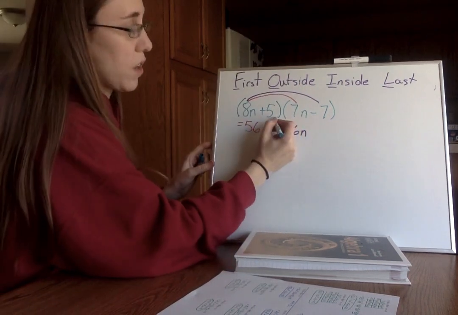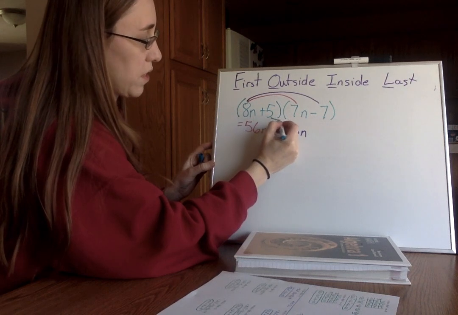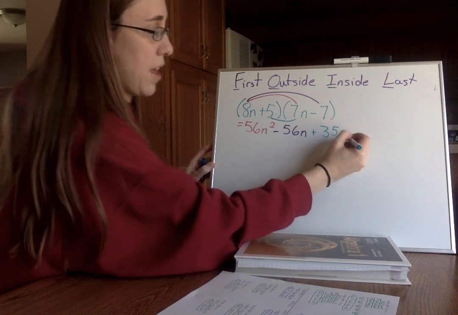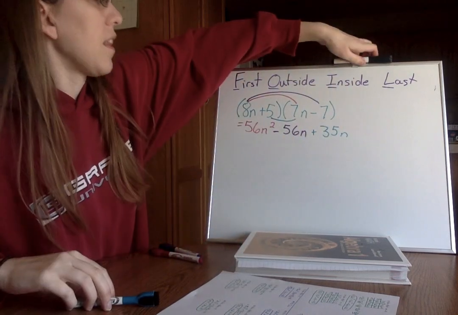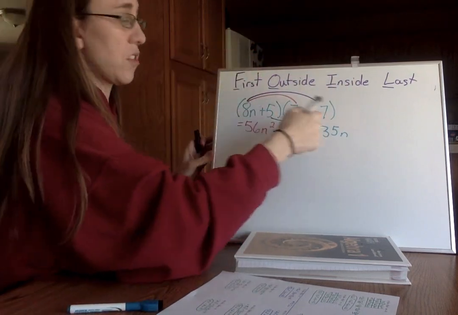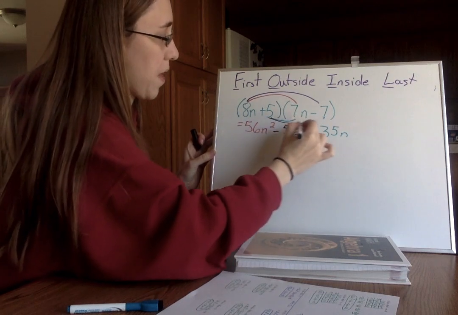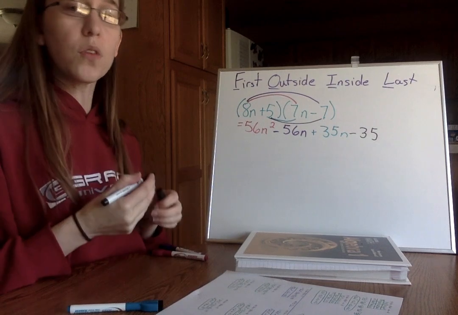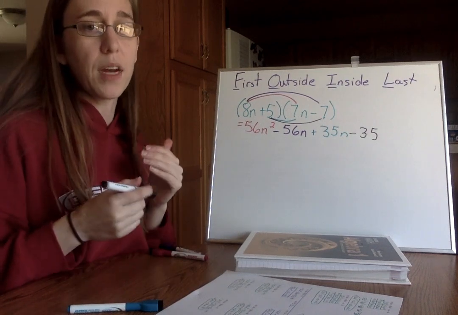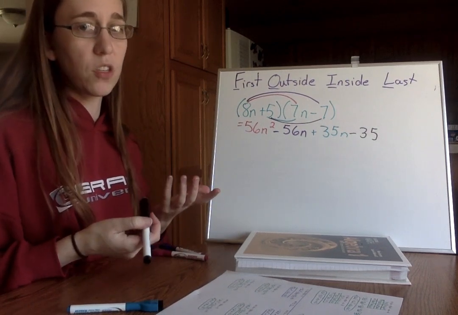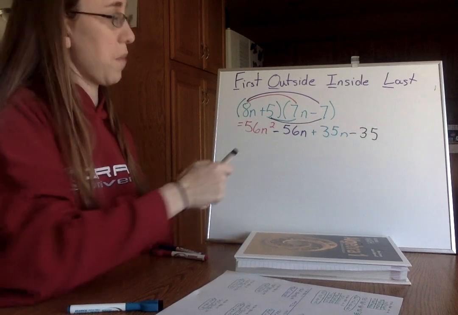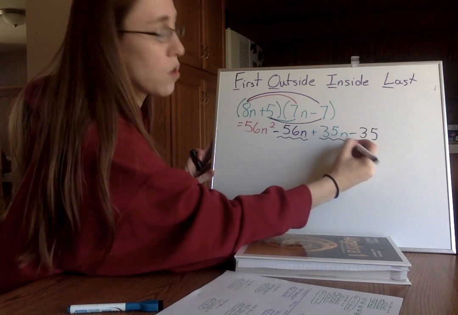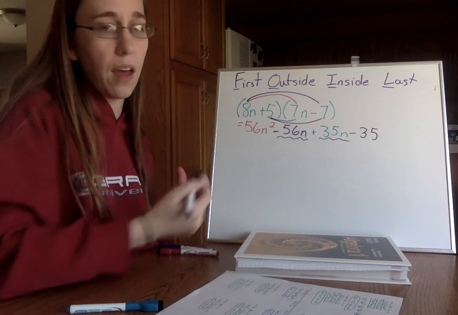Inside is the 2 that are in the middle, closest to each other. So in this case, 5 times 7n, which is 35n. And then last is you take the last 2 from each binomial and multiply them. And we get negative 35. So those are the same 4 pieces you would get if you made a table with these. Now all we have to do is look and see if any of them can be combined. And usually, not always, but usually what happens is those middle 2 are the 2 that we can put together.